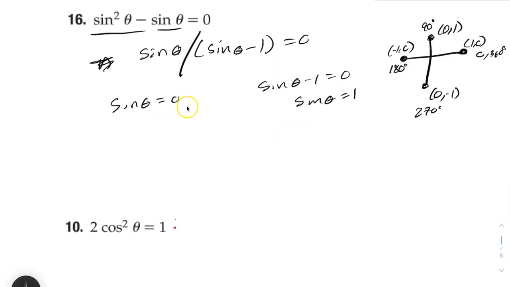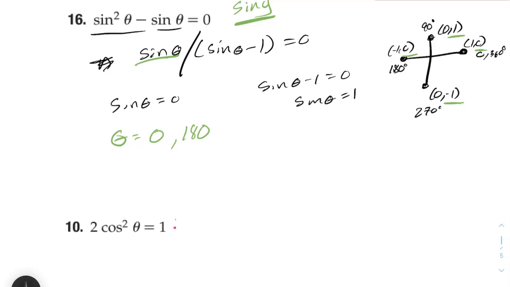So where does sine equal 0? Well, sine equals 0 here. Remember, sine's the y value. Sine goes with y. Trying to get the y values. So where does sine equal 0? Sine equals 0 at 0, and it equals 0 at 180. So you could say theta equals 0, and then 180.